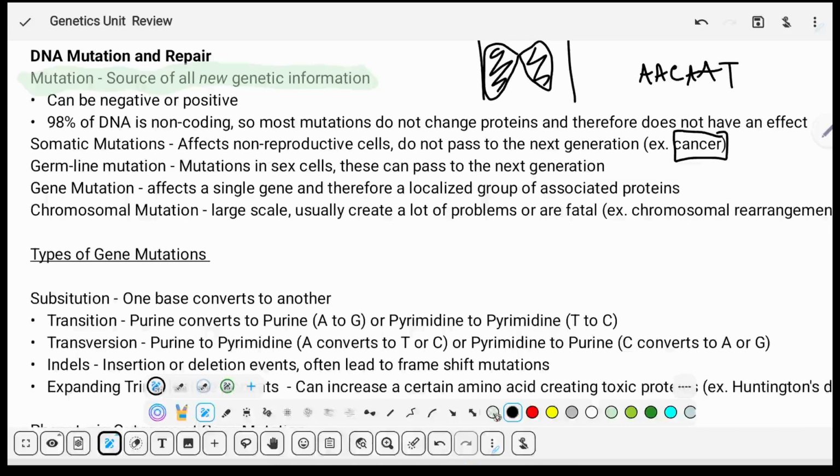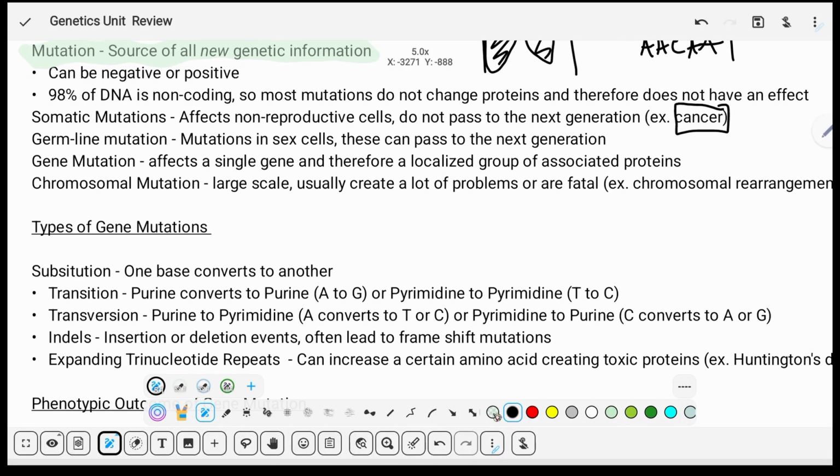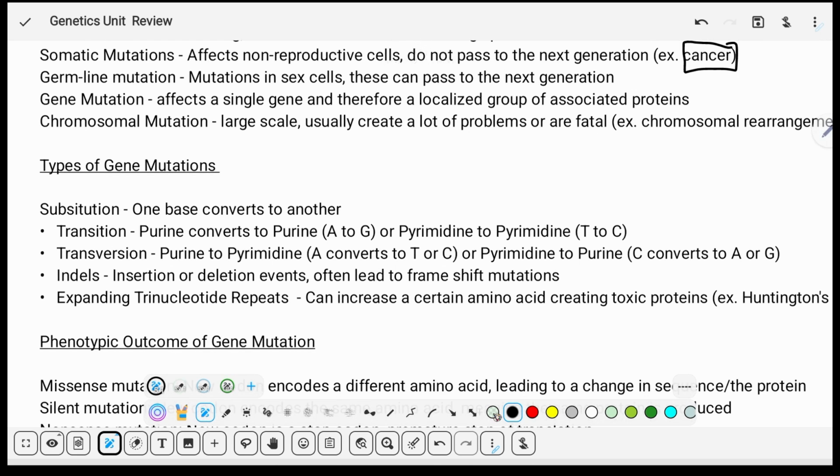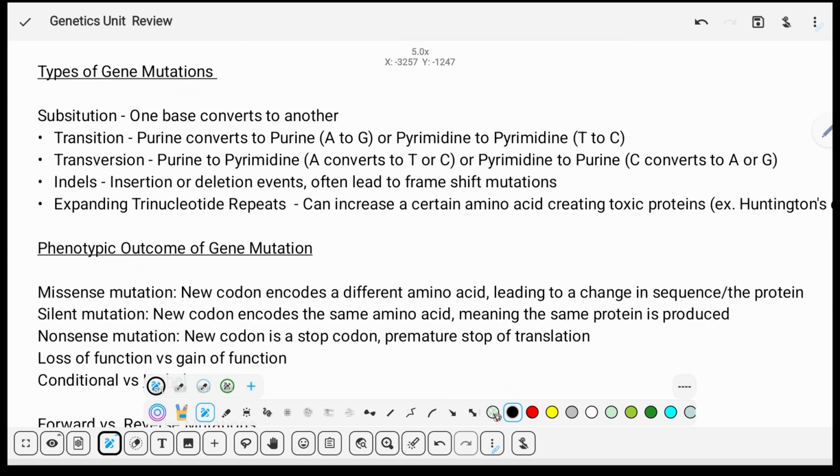Chromosomal mutation affects a lot of genes, and usually the people who have chromosomal mutations have a wide range of various health issues or developmental delays. Something like trisomy 21 or Down syndrome is an example of this, or Prader-Willi syndrome, which affects chromosome 15. But a lot of them are actually fatal, and the ones that are survivable usually have a lot of problems.